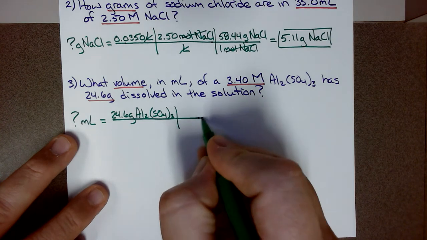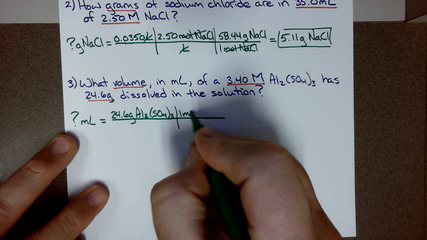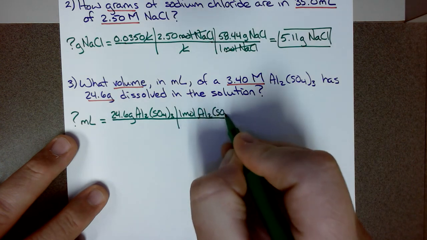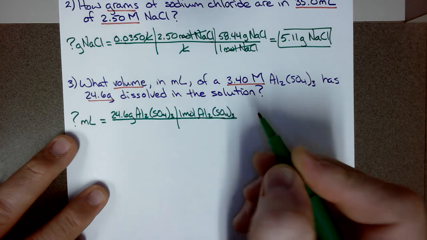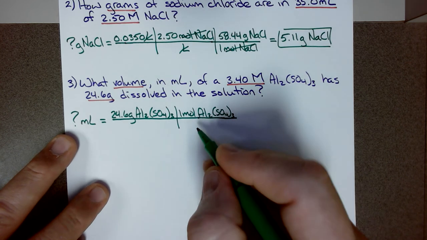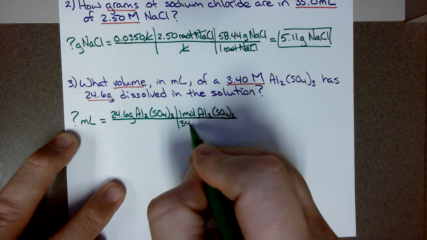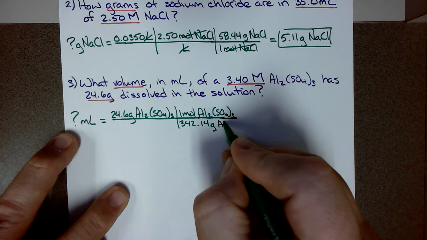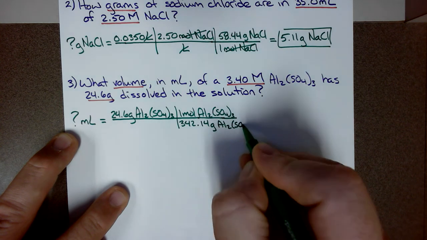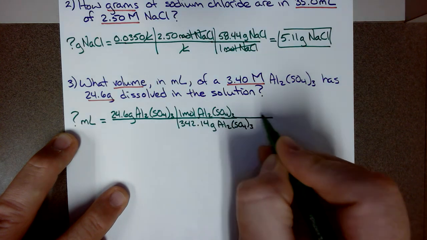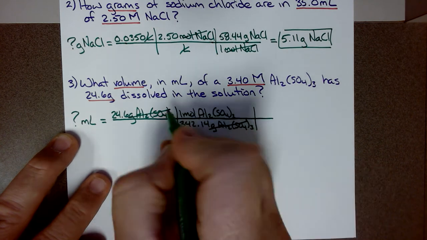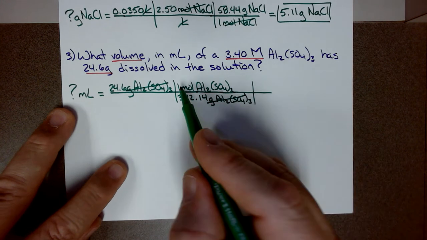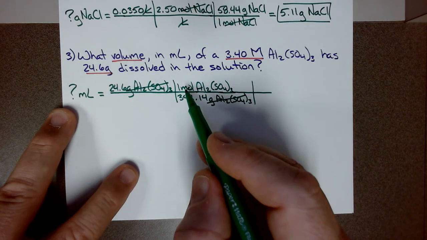So I'm going to use molar mass. So 1 mole of aluminum sulfate has a mass of 342.14 grams of aluminum sulfate. That's molar mass. Okay, so I can cancel my grams and now I have moles. But I don't want moles, I want volume.